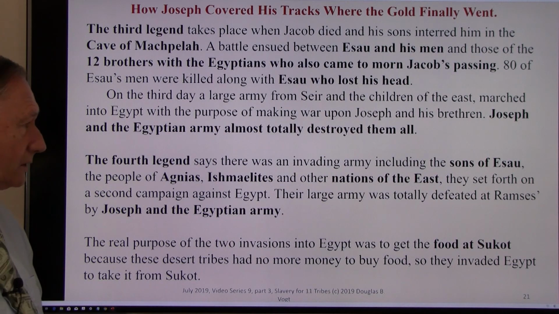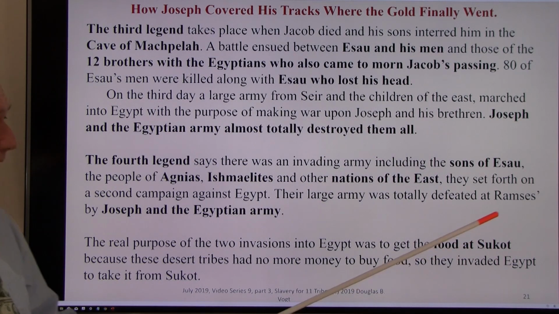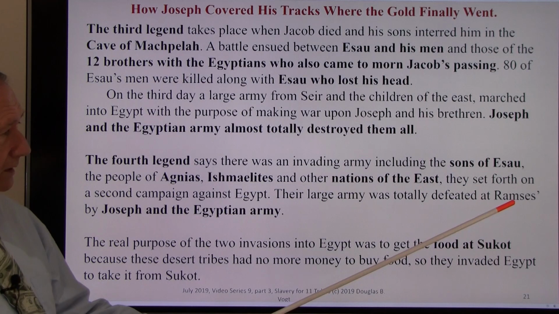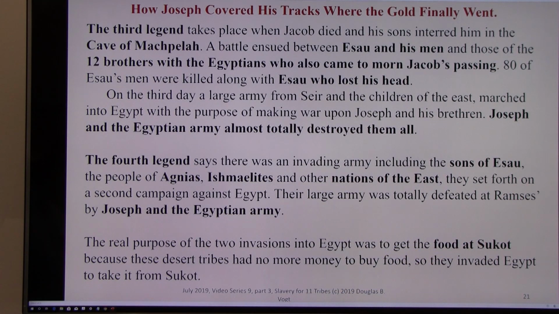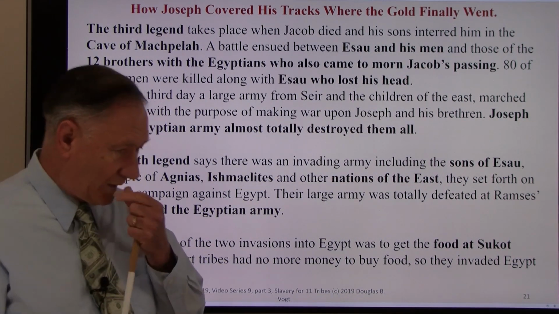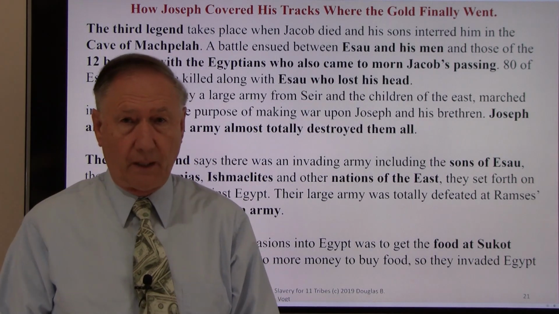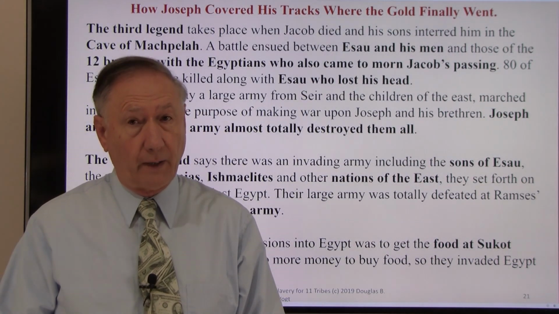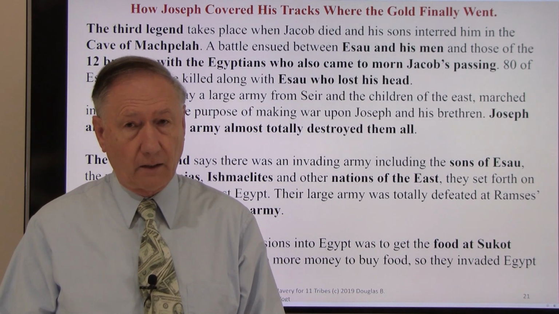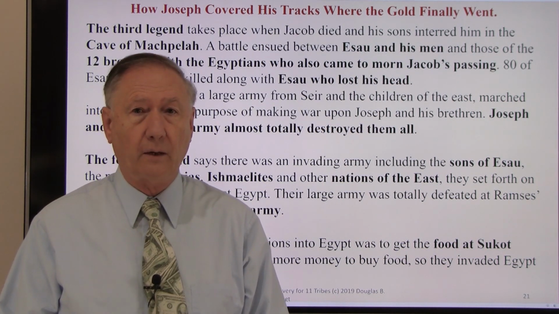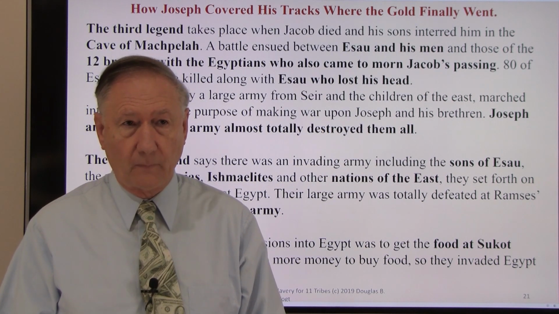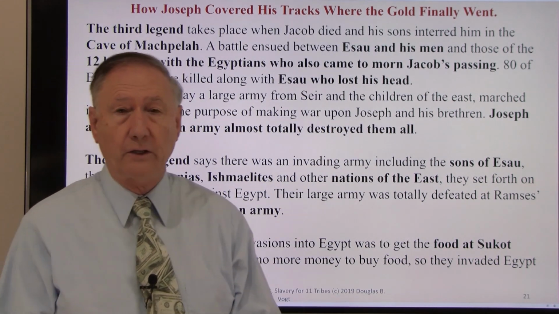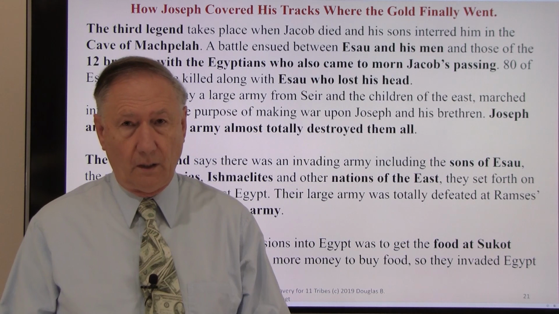Their large army was totally defeated at Ramses. That's an area, not the name of the Pharaoh. That wasn't the Pharaoh then. That was the area, the territory where Goshen was. And Joseph and the Egyptian army. These are desert people. The famine was great. They ran out of money. They wanted to take the grain that was in Sukkot. So they invaded to steal it. And Joseph and the Egyptian army destroyed them.